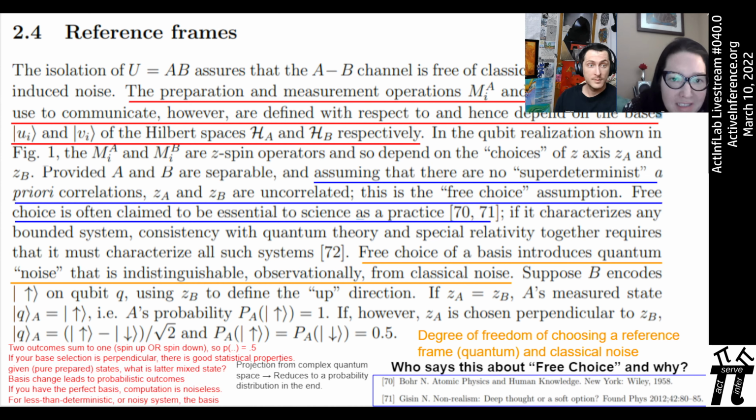Oh, choices of Z. So the Z is the choice. The choice of A and the choice of B are uncorrelated. This is the free choice assumption. Free choice is often claimed to be essential to science as a practice. If it characterizes any bounded system, consistency with quantum theory and special relativity together requires that it must characterize all systems. So free choice of a basis introduces quantum noise that is indistinguishable observationally from classical noise. And noise is going to become important here as we move toward the end. So yeah, anyway, that's cool.